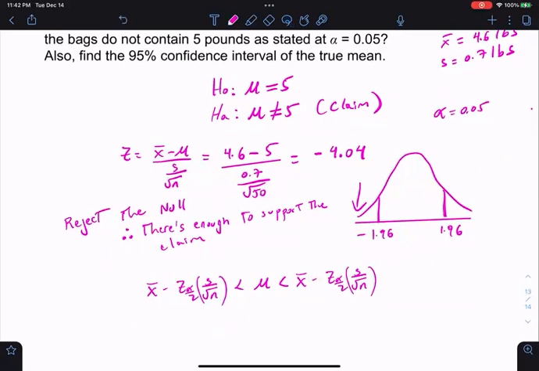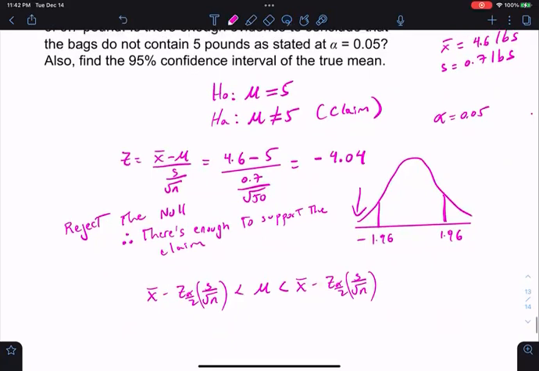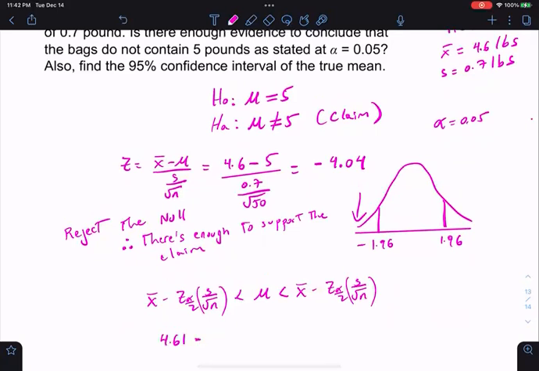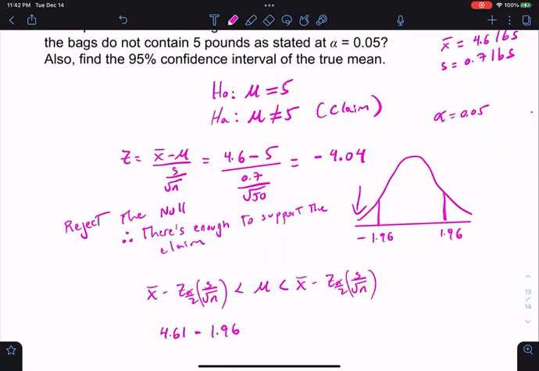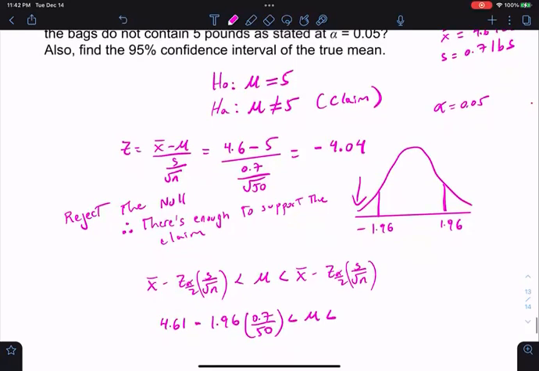So we need to find the confidence interval. x̄ equals 4.61, minus 1.96 times s over the square root of 50, where s is 0.7. The same thing applies to the other side, but with a different sign. So this is minus and this is plus. Let's do that on the other side as well.